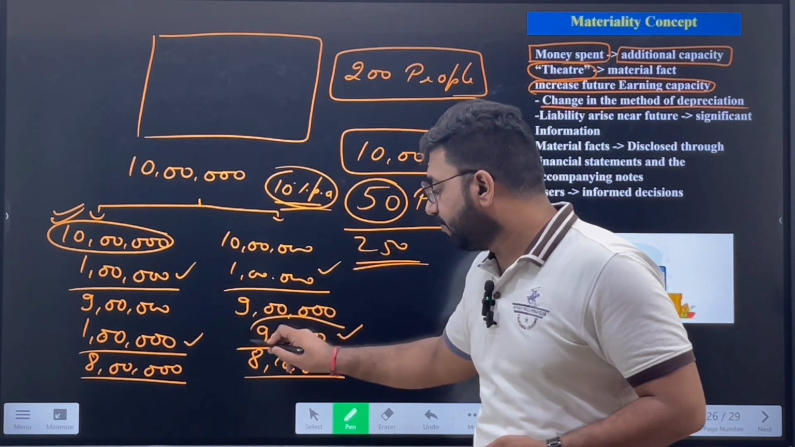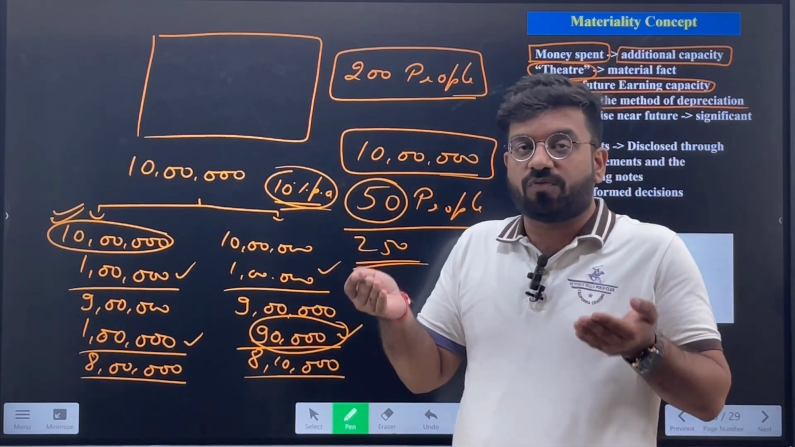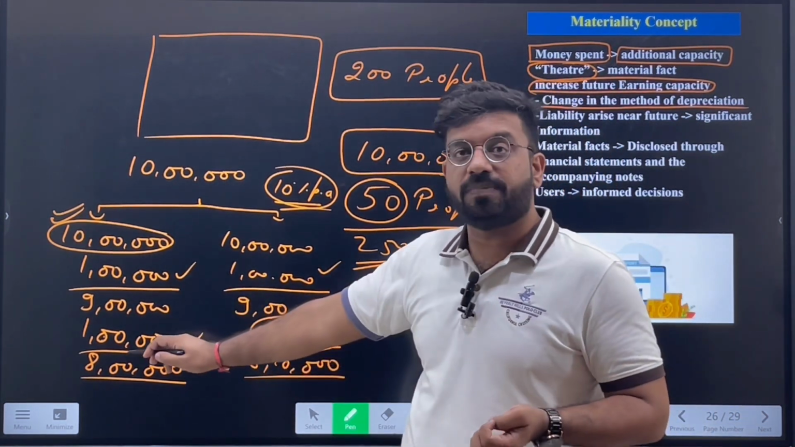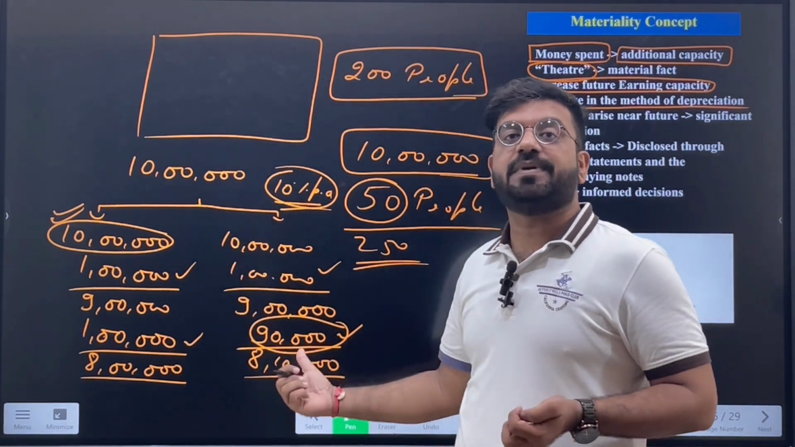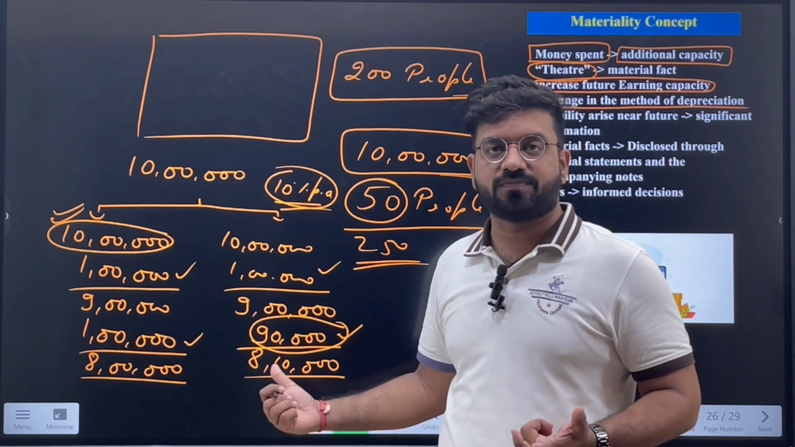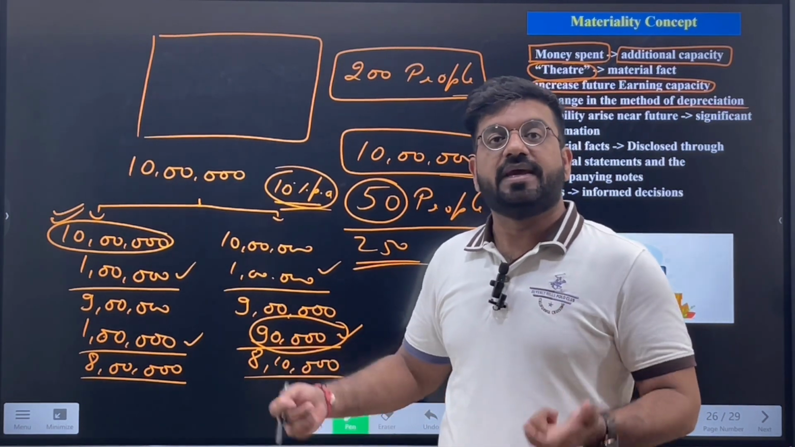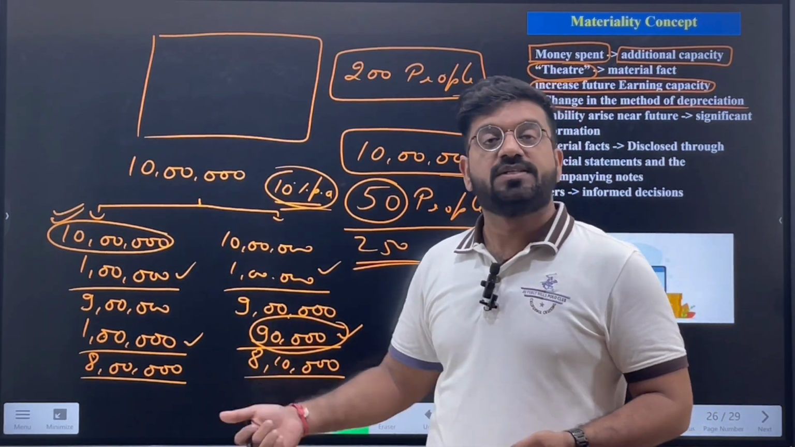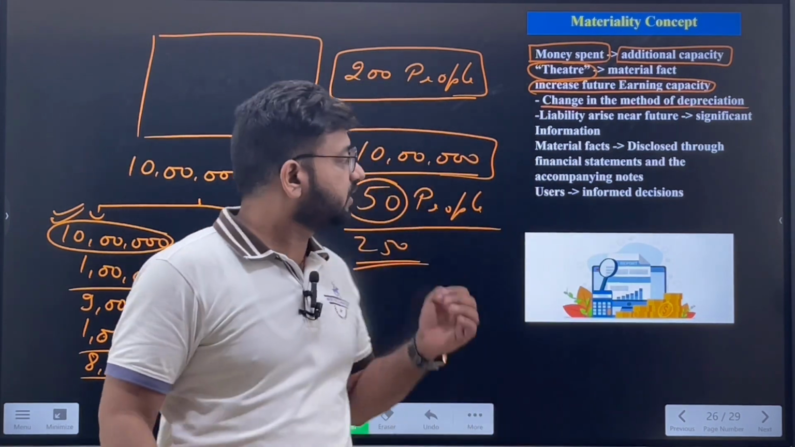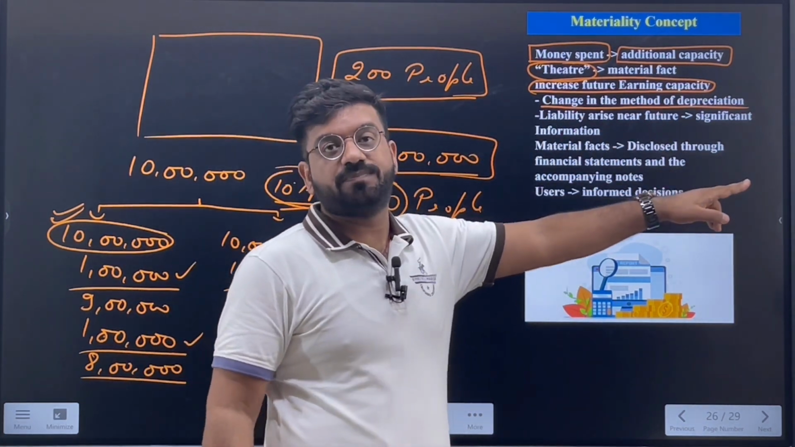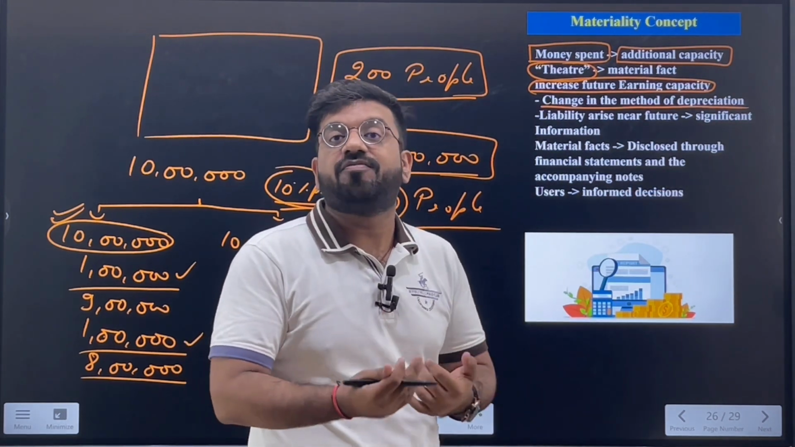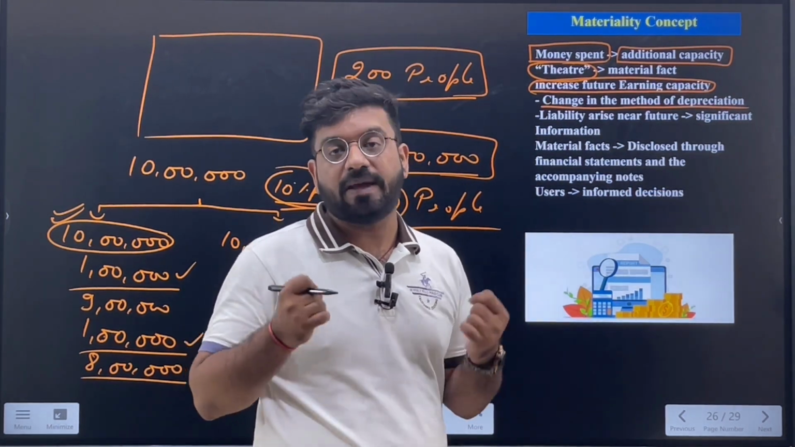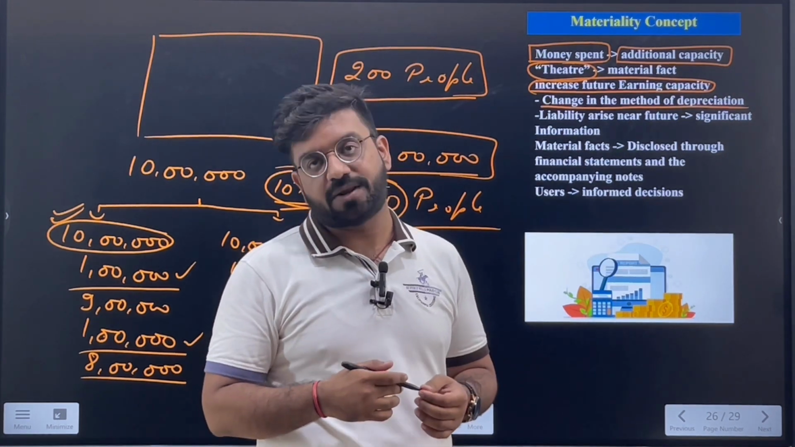So this company will have much more profit as compared to that company, because it has shown an expense of 1 lakh and the second company has shown an expense of only 90,000. So this is a difference in the profits. That's why, if there is a change in the method of depreciation, this is also a material fact, because it is affecting the profit earning capacity of that particular enterprise.